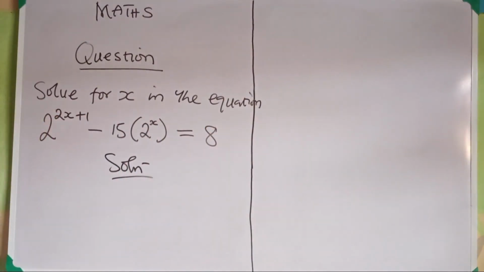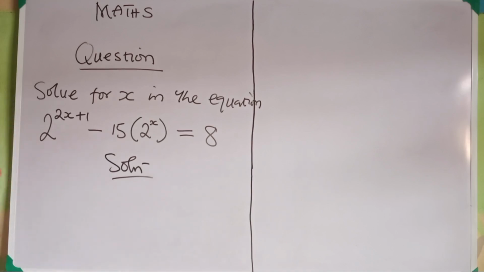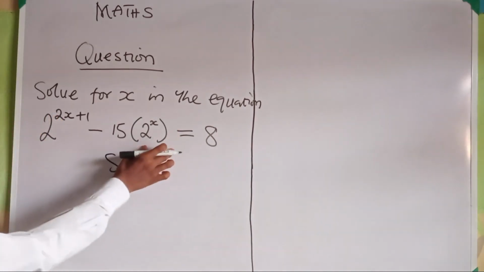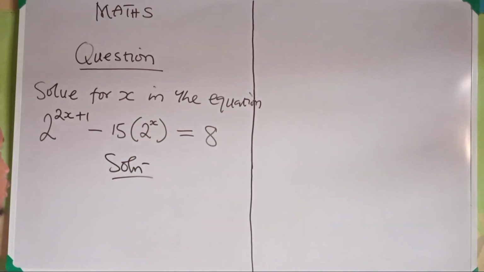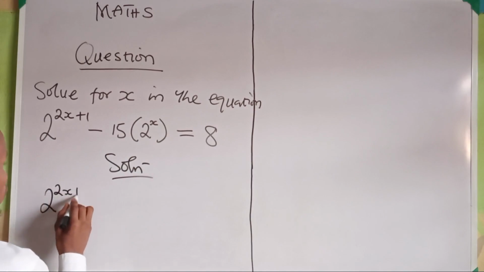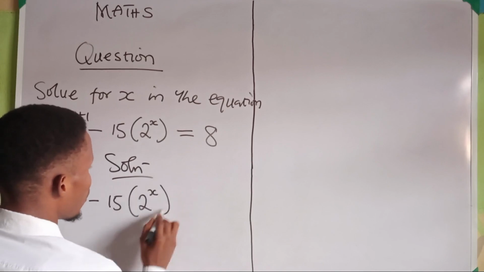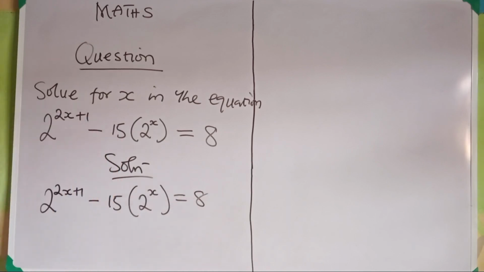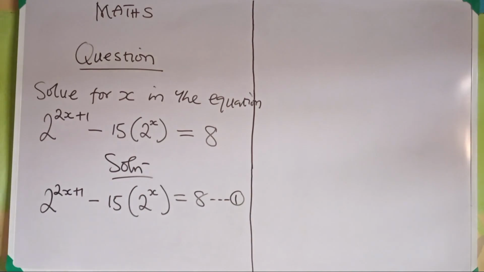We're looking at this math question today. Solution: we have 2 raised to the power of 2x+1, minus 15 bracket 2 raised to the power x, equals 8. We have to solve this equation and find the value of x, which is the unknown. This is the equation that was given. We can call this equation 1 because that is the primary equation.